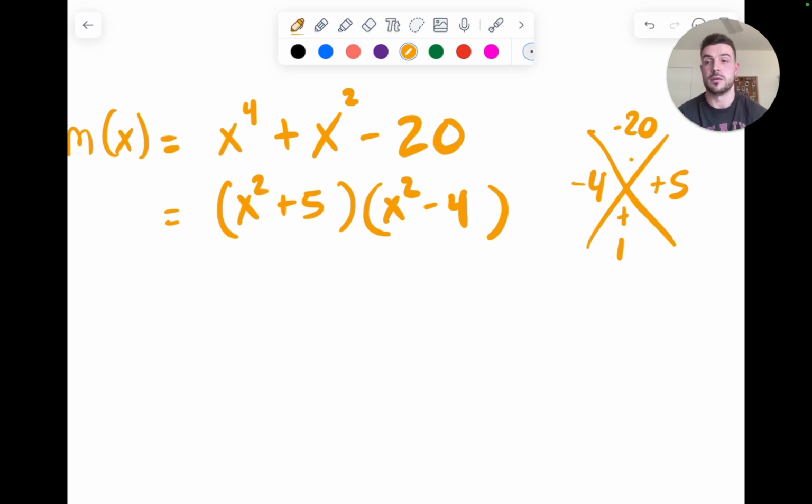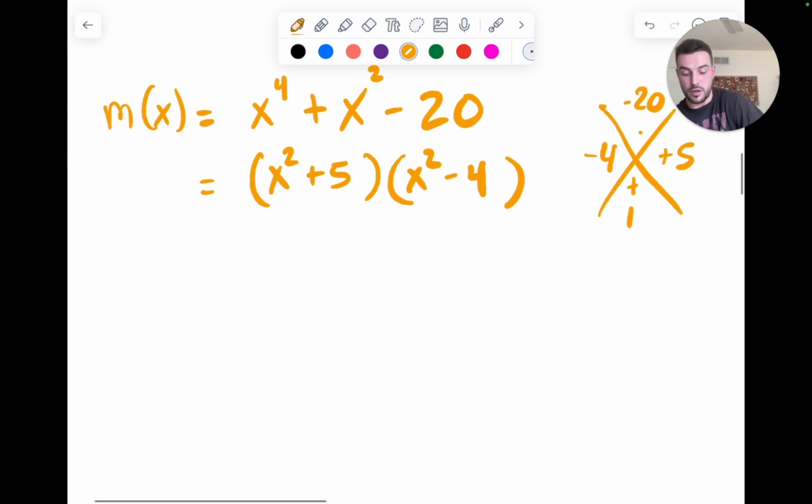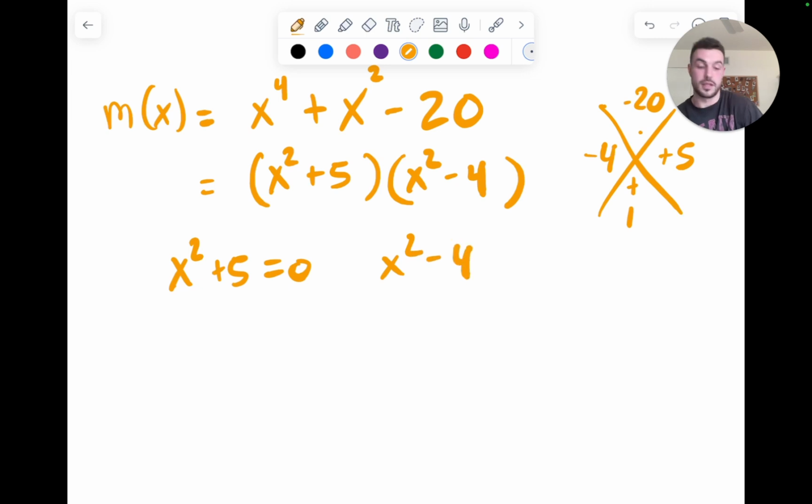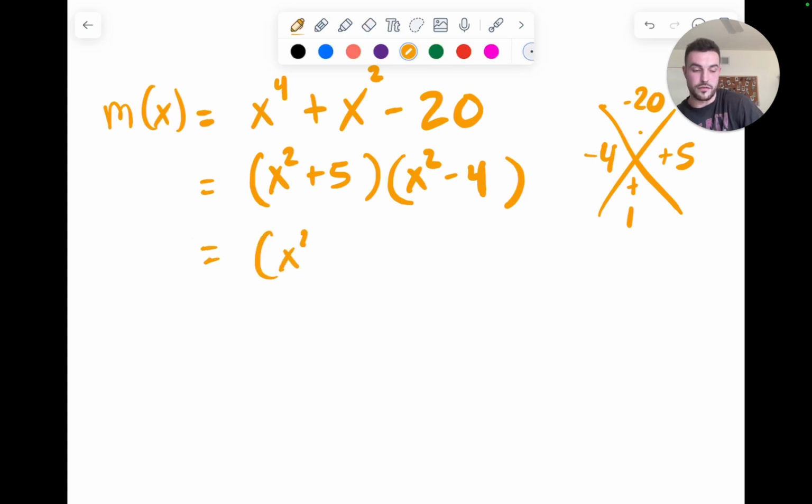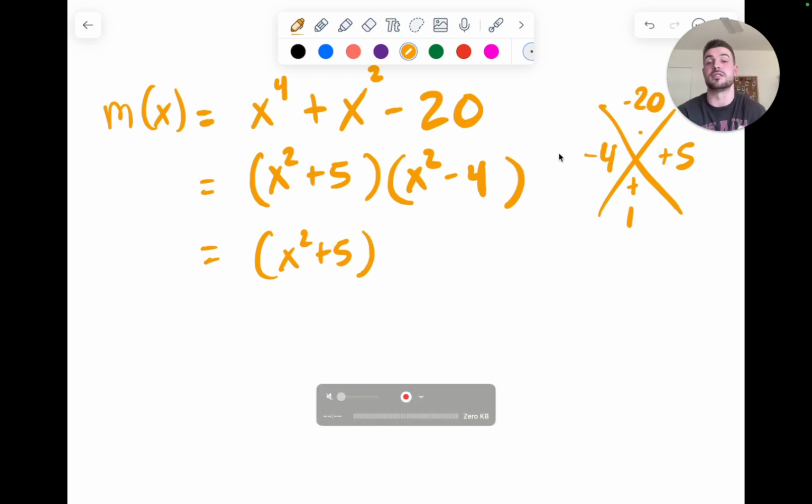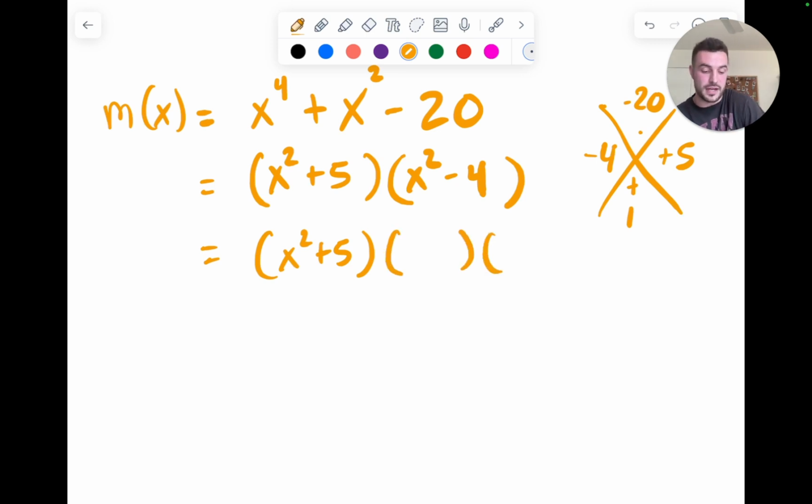Now, I can set each one of those equal to 0, and I can solve. Well, realistically, I should factor this a little bit more. So the first one doesn't factor anymore because it is not the difference of squares. It's a sum of one square and one non-square. So we can't do anything with it. But the x squared minus 4 is a difference of squares. So that means it can be factored again.